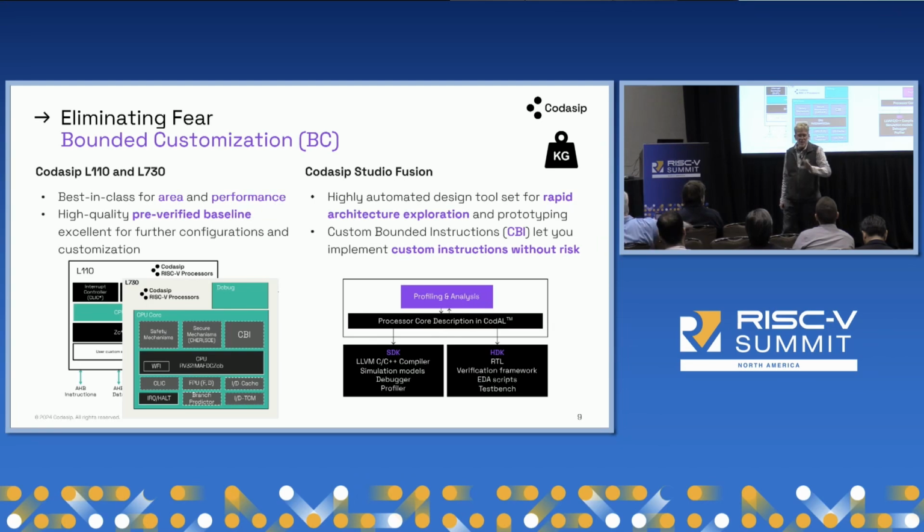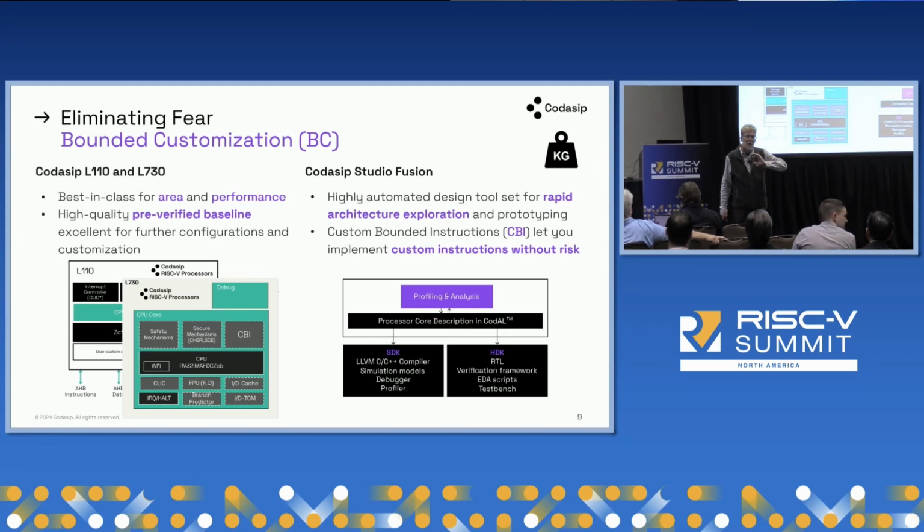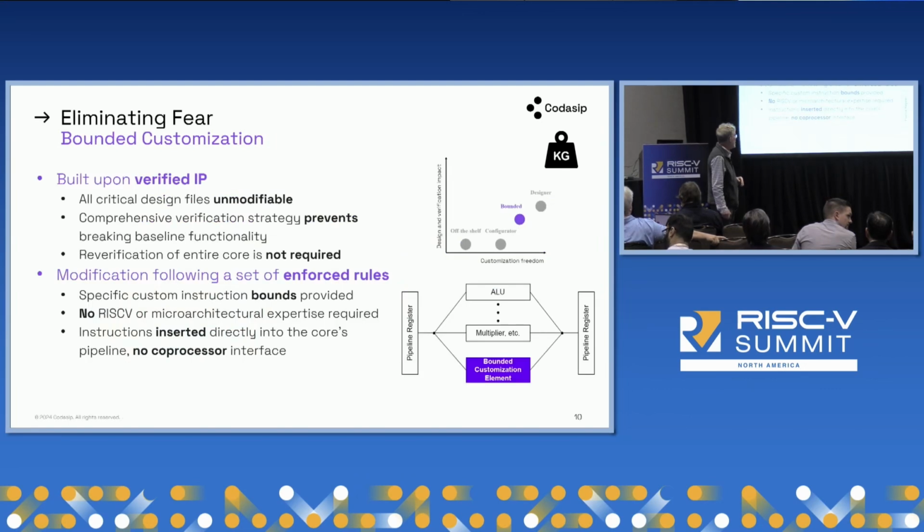What I like to say, you have an SoC team, now you have a custom processor team. You don't need a full processor verification team to optimize a core. And we'll show that to you in a few minutes. So bounded customization enables you to add custom instructions without risk. Now, how do we do that?